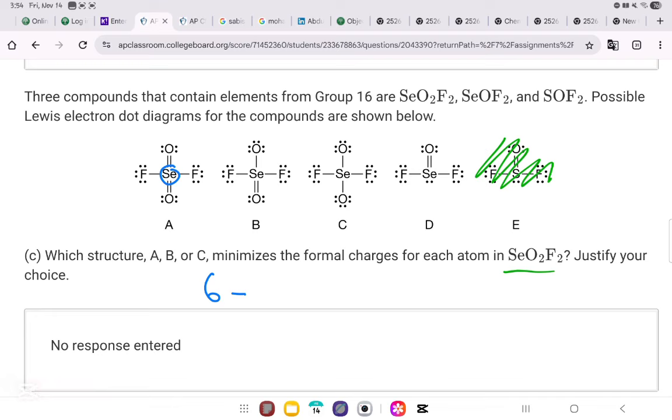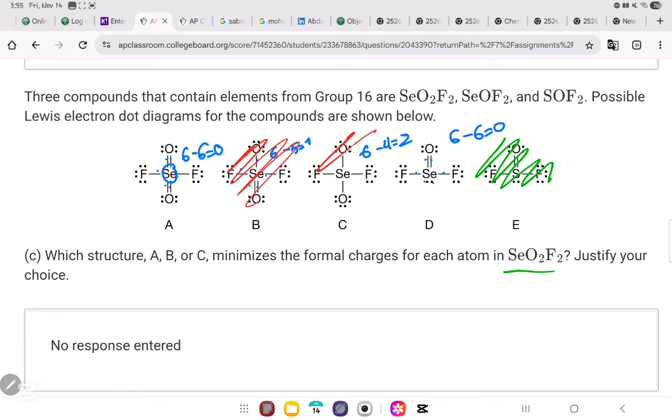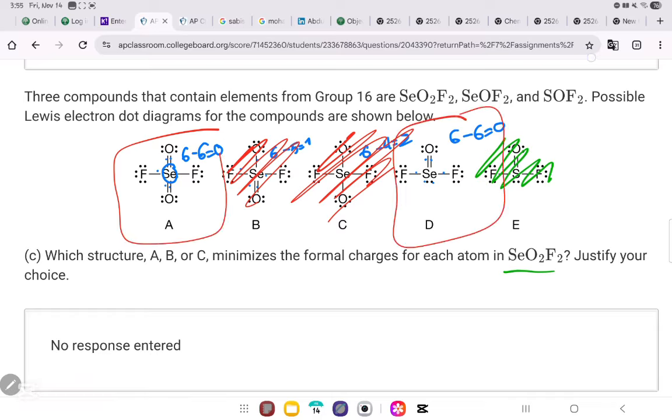So I'll start with the first one. For Se, I have 6 minus the surrounding electrons, 1, 2, 3, 4, 5, and 6. So it's 0. Then here, 6 minus 1, 2, 3, 4, 5, 1. 6 minus 4, 2. And here it's 6 minus 1, 2, 3, 4, 5, and 6, so it's 0. That means we directly eliminate everything that does not have the central atom to be 0. So now we're left with A and D as two possible answer choices.